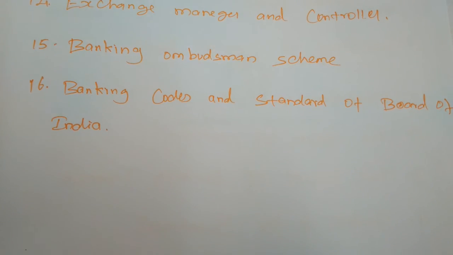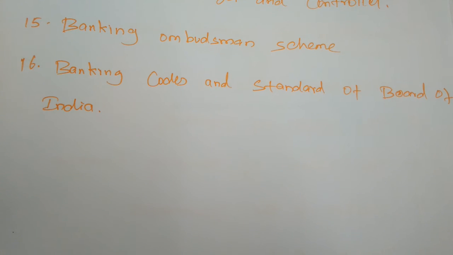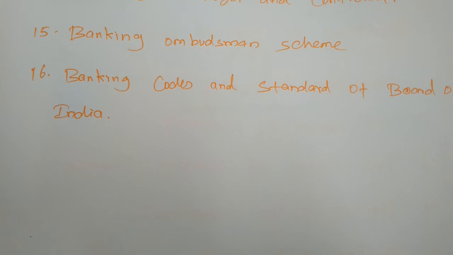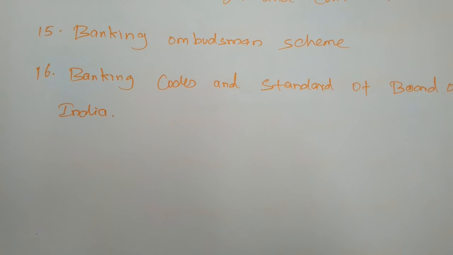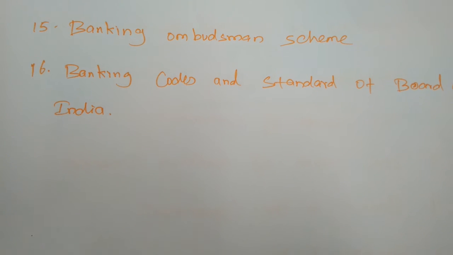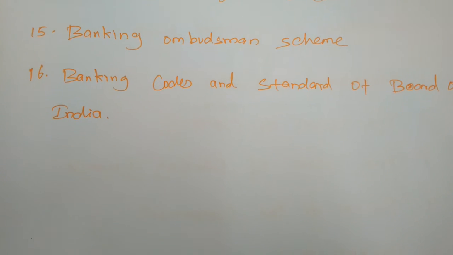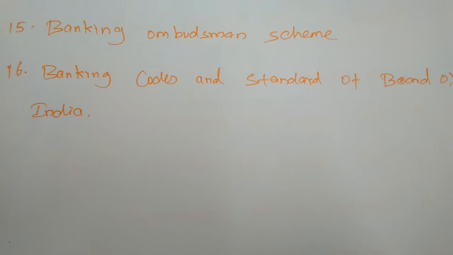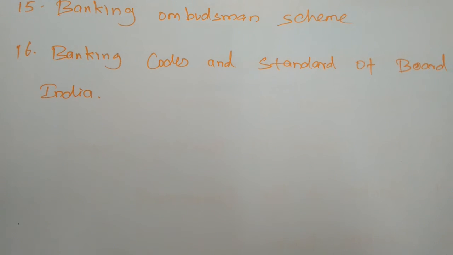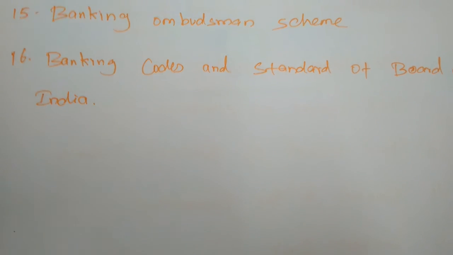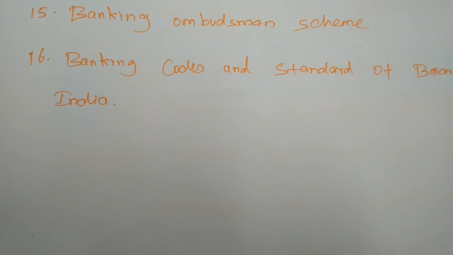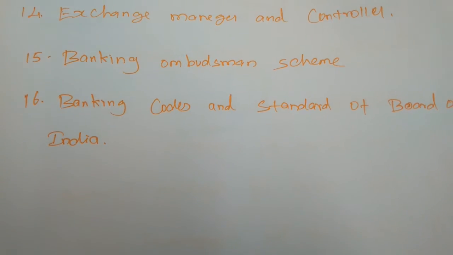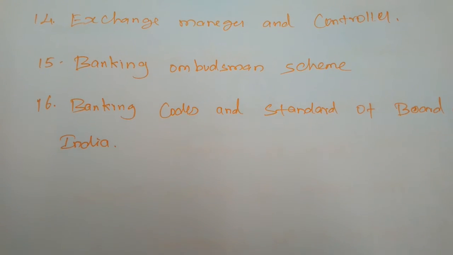Next, Banking Codes and Standards Board of India. It measures the performance of banks against codes and standards based on established global practices. The RBI has set up the Banking Codes and Standards Board of India. If any banking standard is not satisfied, the Reserve Bank of India provides some codes and standards. So that is the last point.